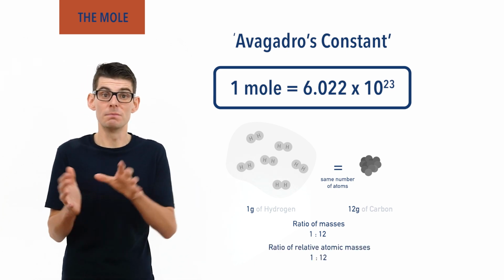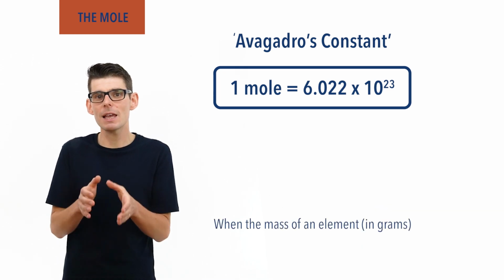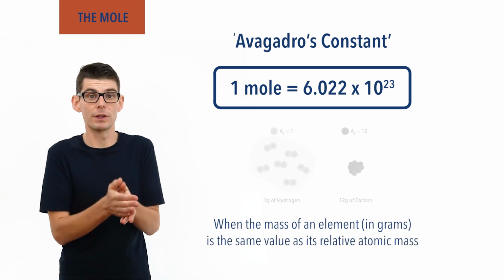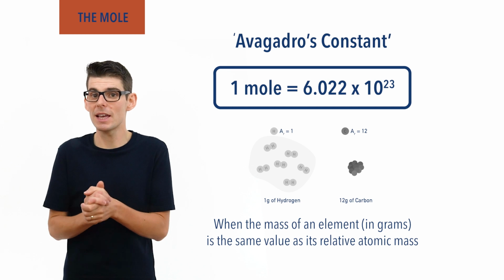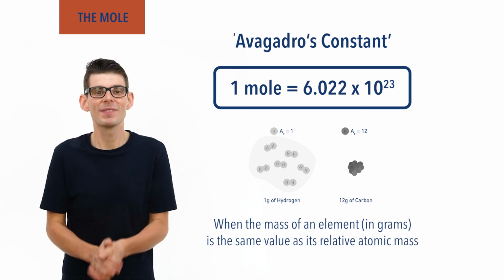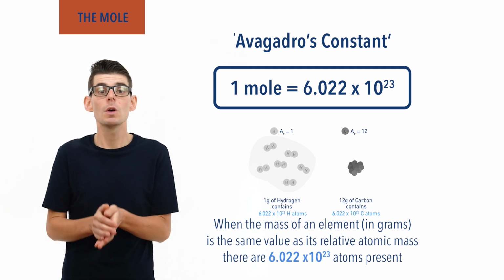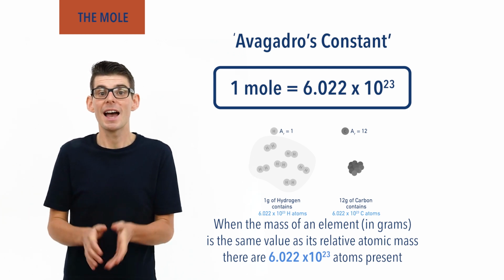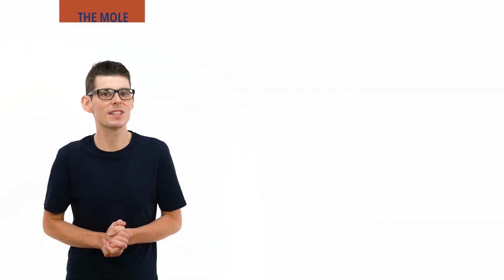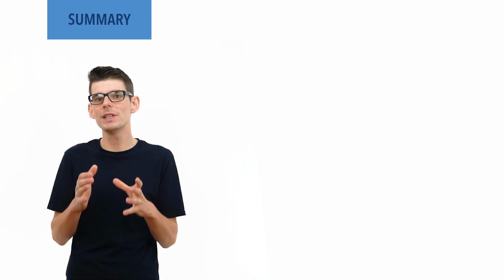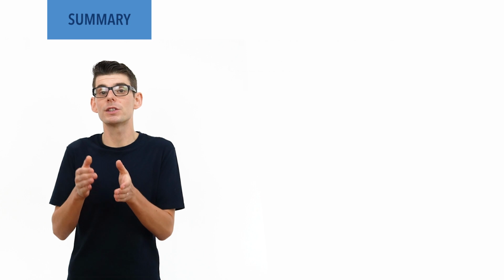It was then discovered, much later, that when the mass of an element in grams is the same as its relative mass, 1 for hydrogen, 12 for carbon for example, the actual number of atoms present is, you may have guessed this one coming, 6.022 times 10 to the 23, and this value was called Avogadro's constant, and is now used to describe 1 mole. So, to summarize, the mole is a unit and term used to describe 6.022 times 10 to the 23 of something.